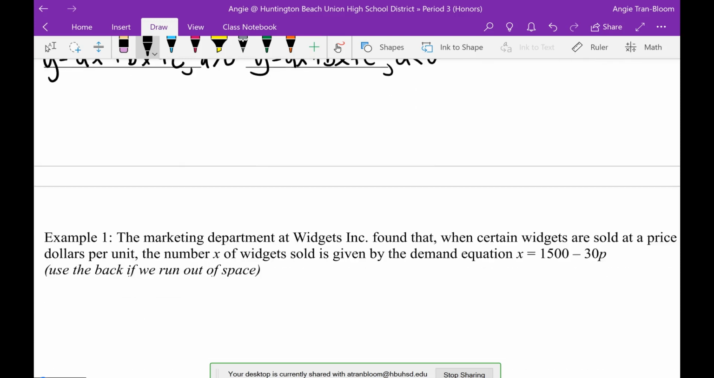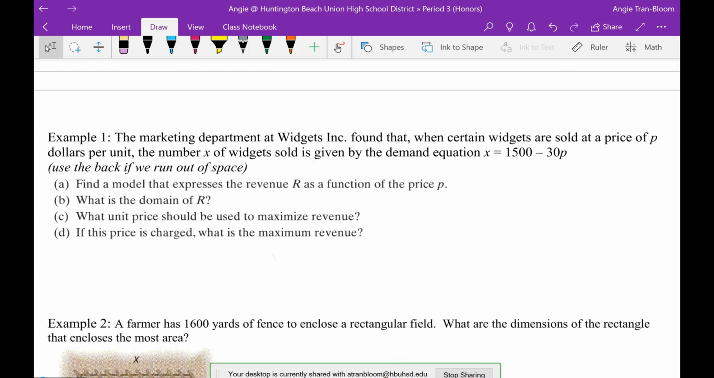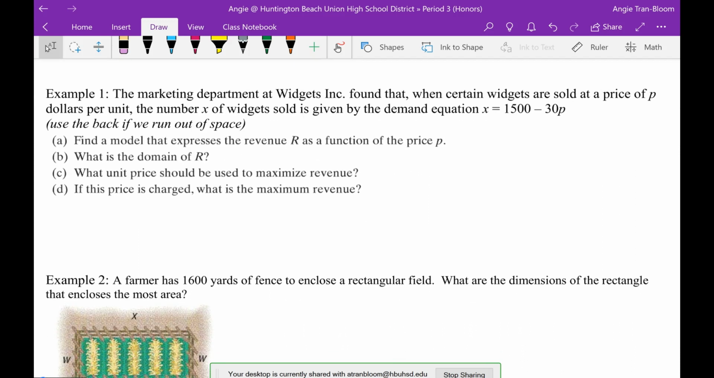All right, let's do example 1. I think this is all the time we're going to have. If you run out of space, use the back. Sophia, can you help me read example 1? The marketing department at Widgets found that when certain widgets are sold at a price of $P per unit, the number X of widgets sold is given by the demand equation X equals 1500 minus 30p. Thank you. So part A, find a model that expresses the revenue R as a function of the price P.